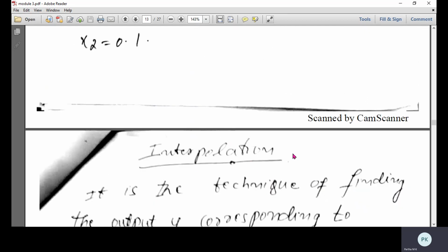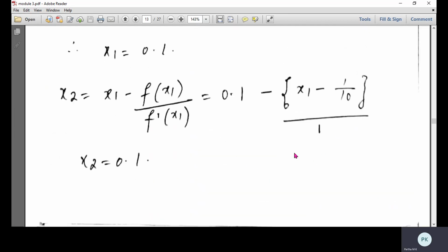Okay, let us stop about this. In the next class we are starting with interpolation. Okay, let us stop at this point.